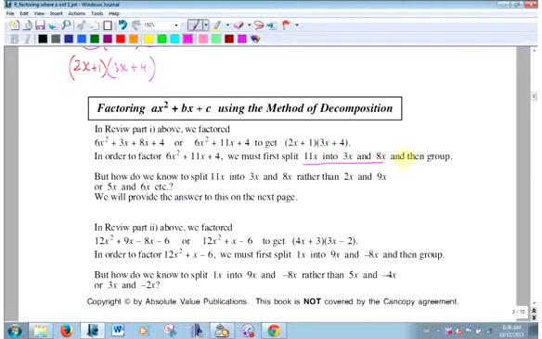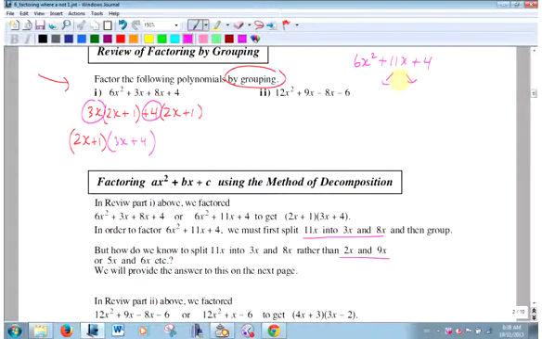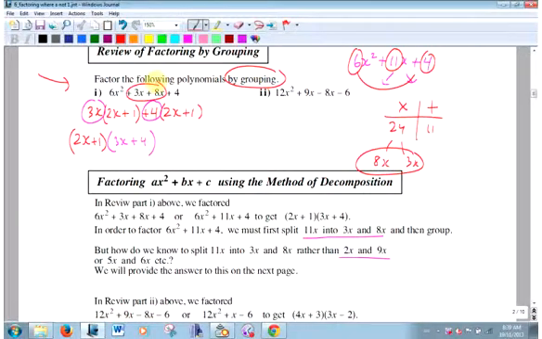Okay, well, how do you know to do that rather than like 9x and 2x? Or maybe I can split up 11x into, what are some other choices? Yeah, 5 and 6x, 10x and 1x. How do you know what to split it up into so you can factor it by grouping? Well, we've already done this. What multiplies to 24 and adds to 11? What two numbers? There they are. You want to split up 11x into 8x and 3x. Then you can factor it by grouping.